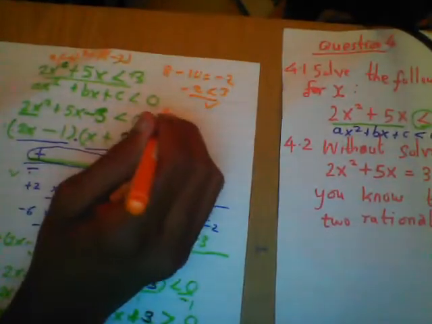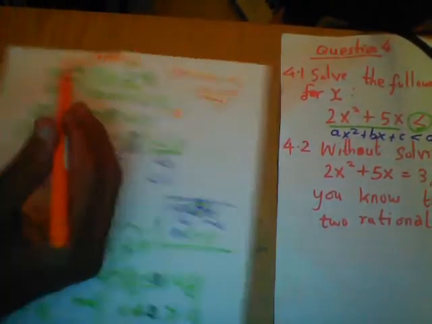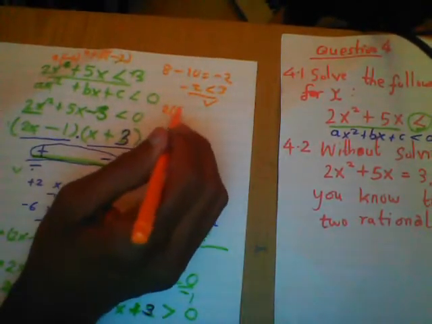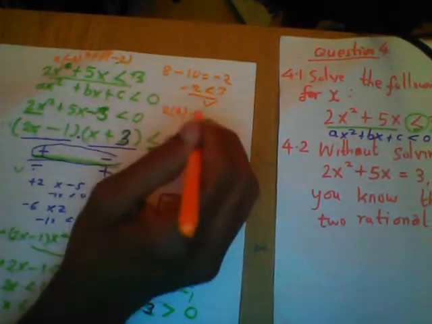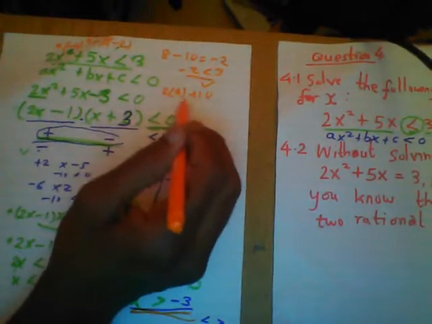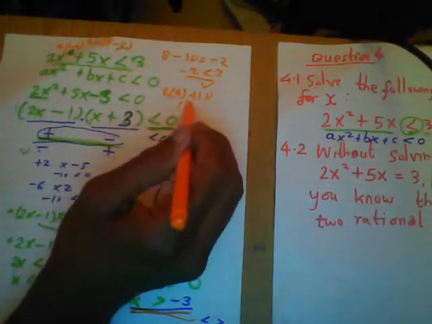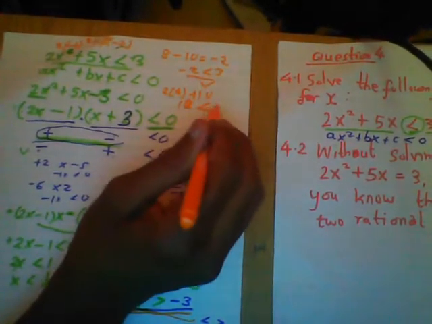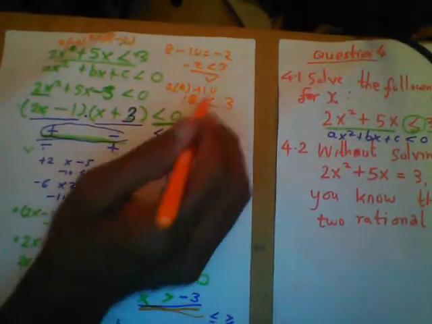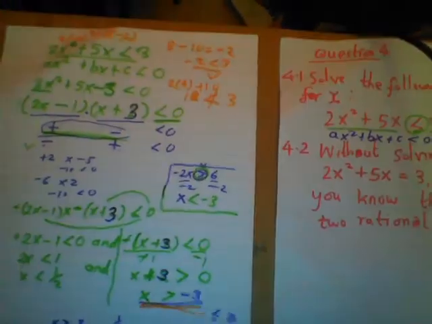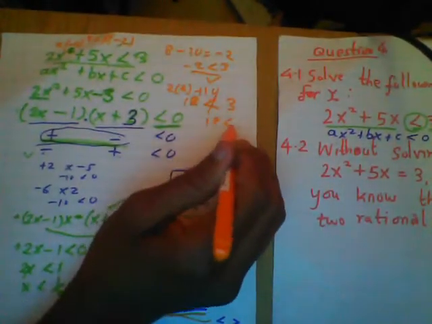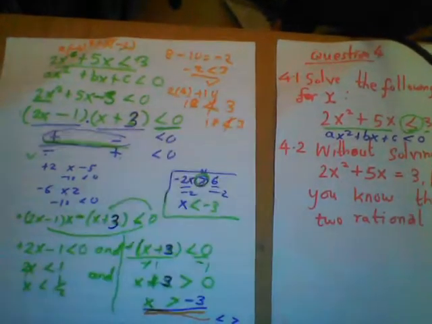So we're going to say 2, and then put here 2. 2 squared equals 4, and then plus 5 times 2 equals 10, which is going to be 18. Is 18 less than 3? No, it's not less than 3. So I'm going to say 18 is not less than 3. That's how you represent not less.